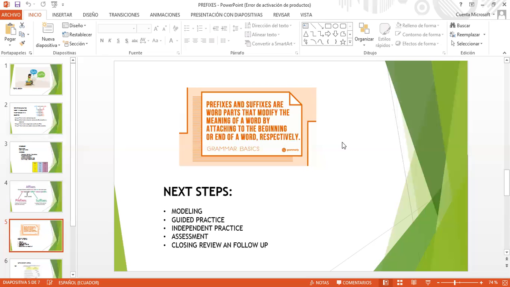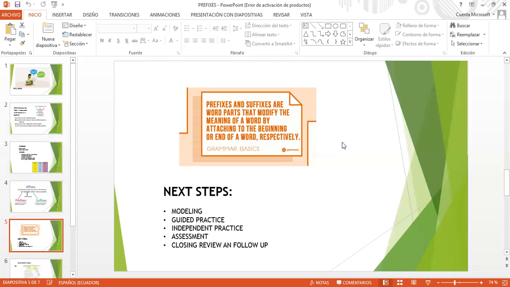For the independent practice, a list of exercises will be presented for the students to resolve, completing the blank spaces using the correct form of suffixes and prefixes.